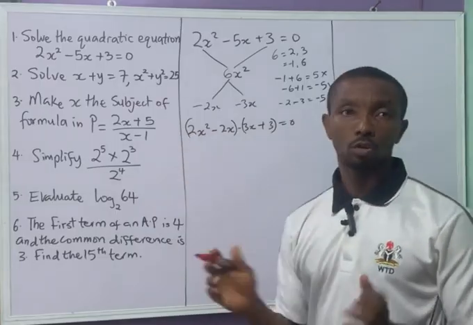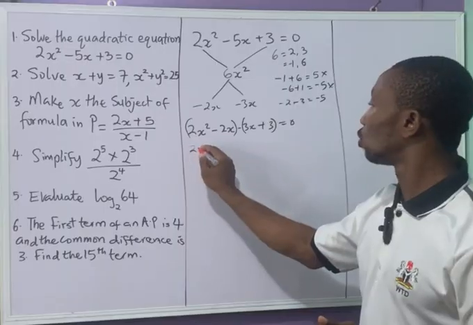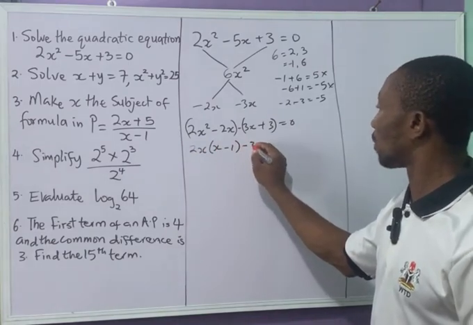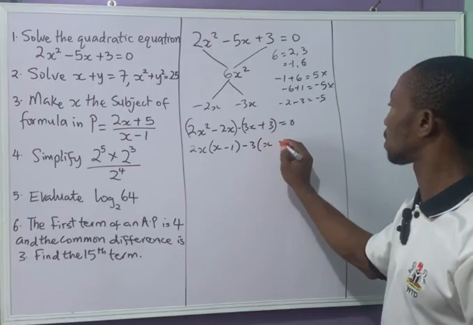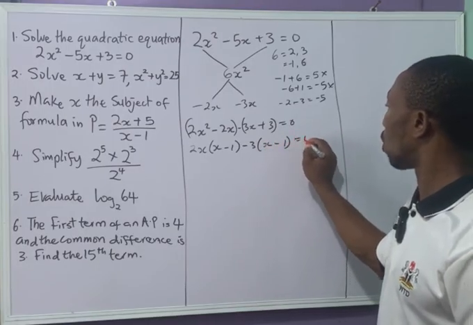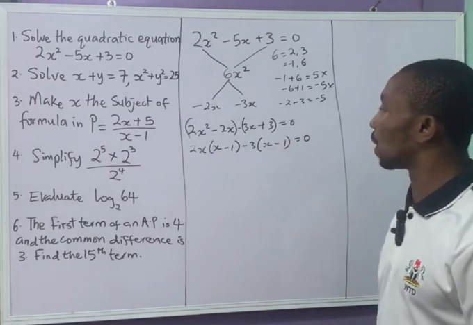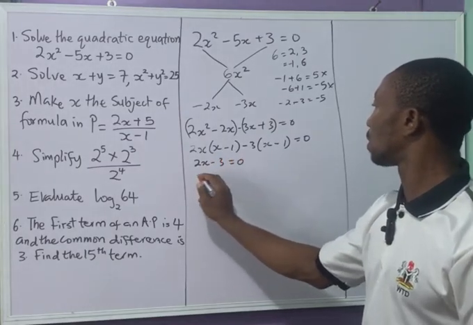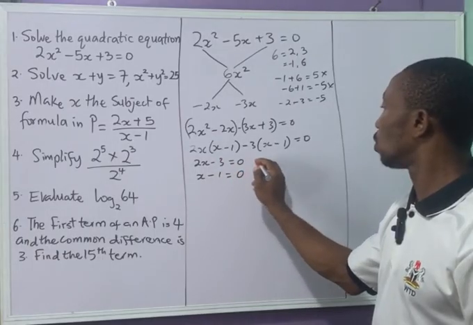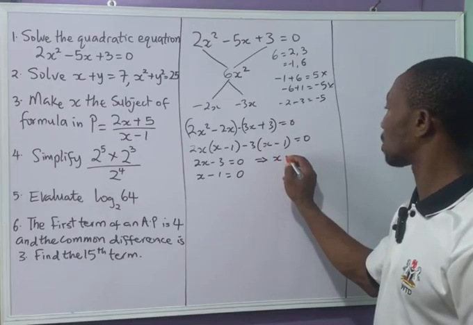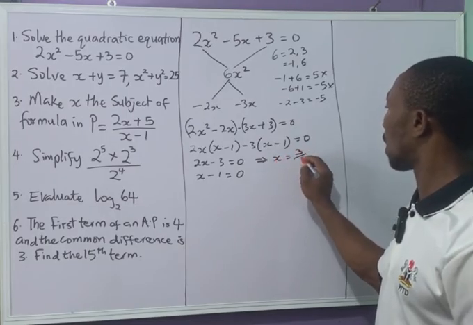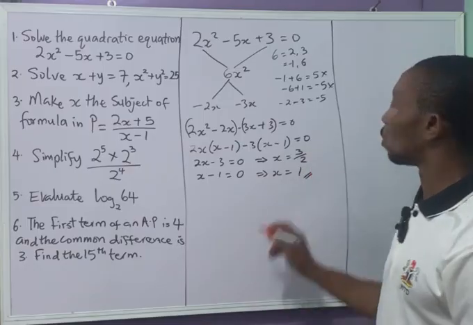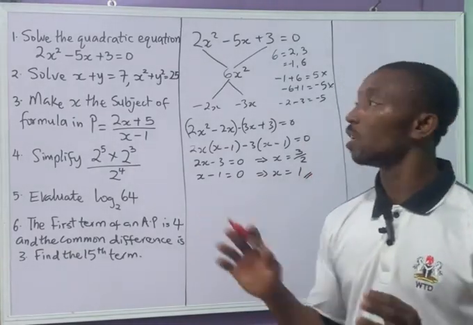Group these two together and these two together. Now, what's common here? 2x. Bring it out: 2x bracket x minus 1. What's common here? Minus 3, bracket x minus 1, equals 0. Now bring these two together. We have it as 2x minus 3 equals 0 and x minus 1 equals 0. So this gives us x equals 3 over 2, and this gives us x equals 1. So with this, we've solved our quadratic equation.